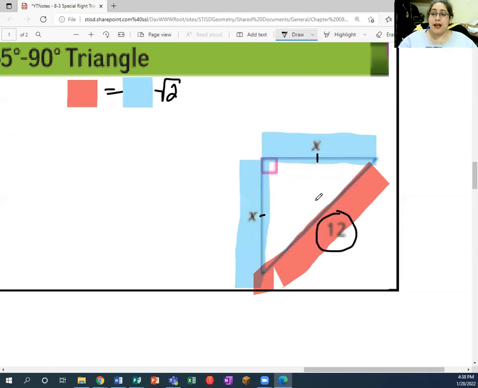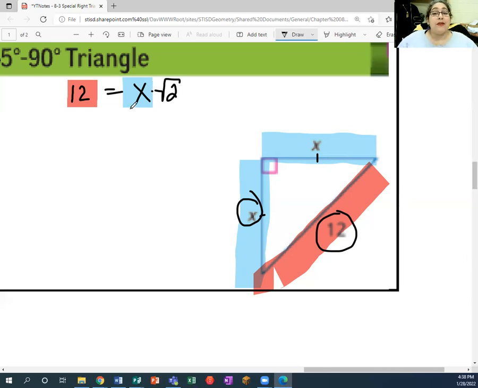So in the red, I see a 12. So I'm going to fill in my red zone with 12. I'm going to grab one of my blue legs, which is X. And now I have to solve this for X, which looks like a mess because I have to deal with a radical. But let's pause for a moment and think about what we have written. We have X times the square root of 2. When we're solving for X, we want to get X by itself, which means we have to undo times square root 2. Well, what's the opposite of times?